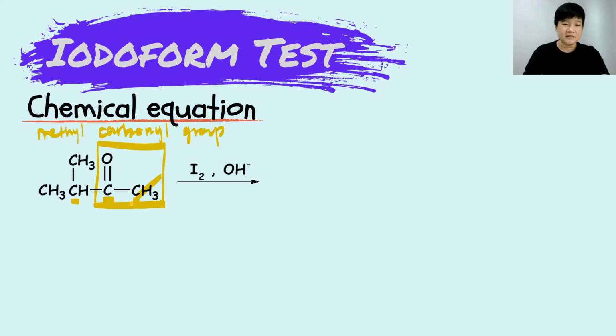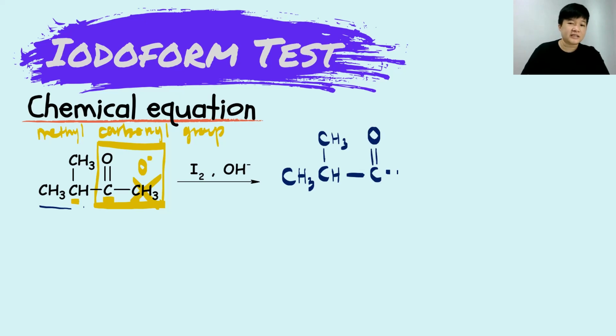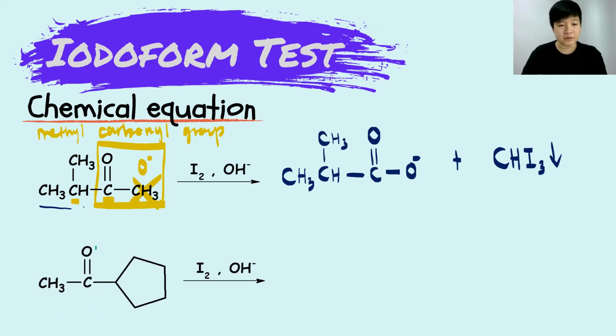And what happened, guys? CH3 is replaced by O minus. But the rest of the group over here doesn't change. So we recopy the whole thing. That doesn't make any changes. Even the C double bond O is not changing. The only thing that changed is your CH3 is being removed, replaced by O minus, and then forming a byproduct CHI3, your pale yellow precipitate. Easy? Simple.